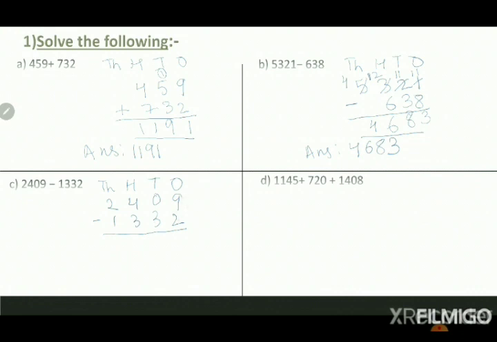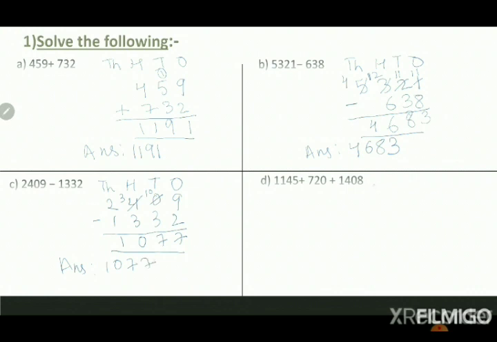9 minus 2 is 7, and in the tens column it is not possible to subtract 3 from 0, so it will borrow. So 4 will become 3 and 0 will become 10. So 10 minus 3 is again 7, and 3 minus 3 in the hundreds column is 0, and 2 minus 1 in the thousands column is 1. So you got your answer as 1077.